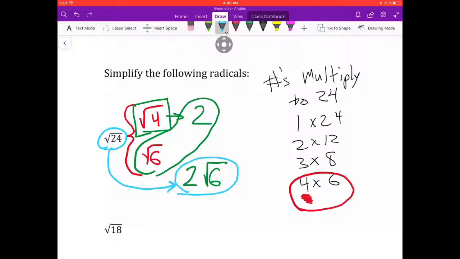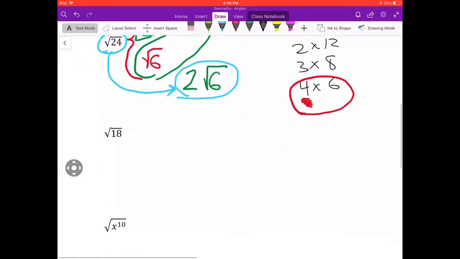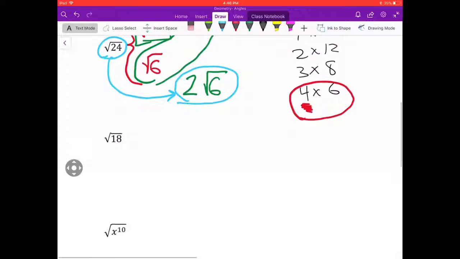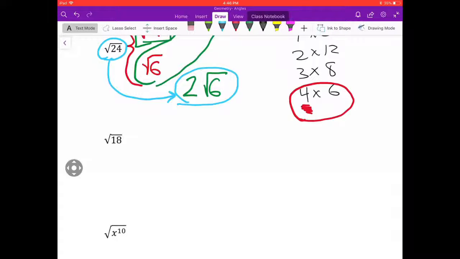All right, we're going to try another example, and we're going to do the same exact process we did with the factors of 24. We're going to do it with 18. Take a minute, think of some factors of 18, and try to think about which one could be a perfect square. When I write out my factors, I write them out on the side. I know that I have 1 times 18, 2 times 9, and 3 times 6. So the perfect square that I'm going to want to work with here is 9.